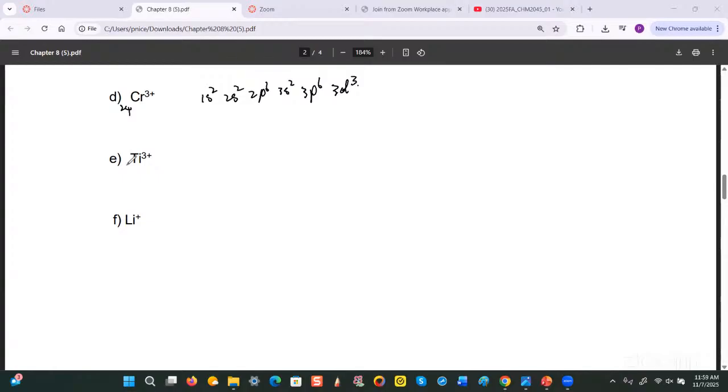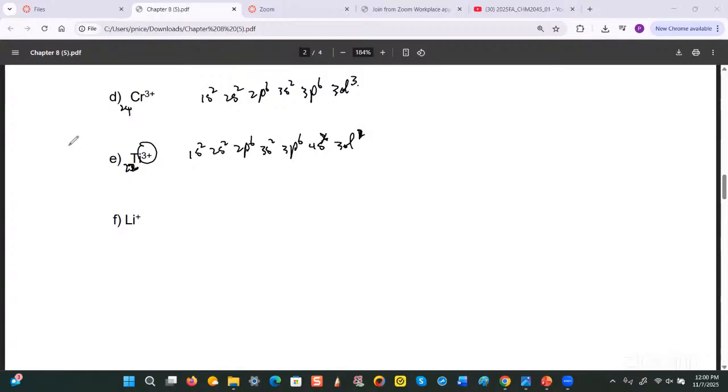Okay, the next one, titanium. What's the atomic number of titanium? 22. Okay, so 1s2, 2s2, 2p6, 3s2, 3p6, and then 4s2, and then 3d2. All right? So that's 20 plus 2, 22. Okay, good. So for titanium 3+, you'd have to remove these two and remove 1 from here.